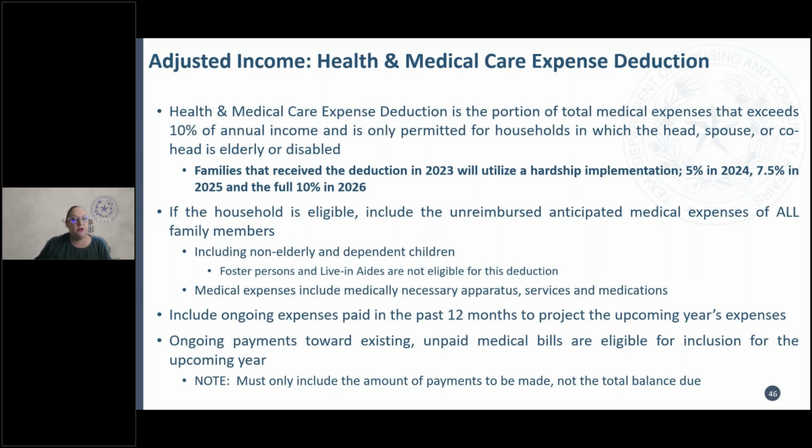You will include ongoing expenses paid in the last 12 months to project the upcoming year's expenses. Ongoing payments towards existing unpaid medical bills are eligible for inclusion for the upcoming year, but you must only include the amount of the payments to be made, not the balance due.